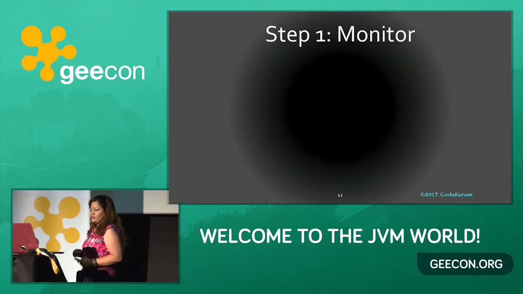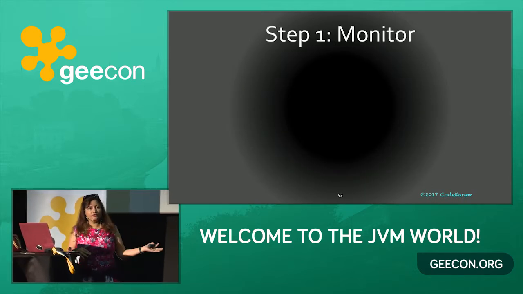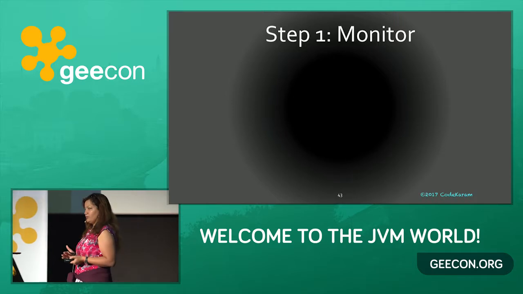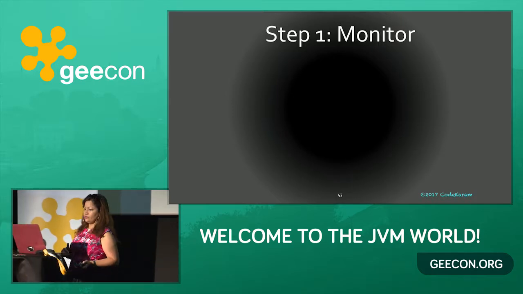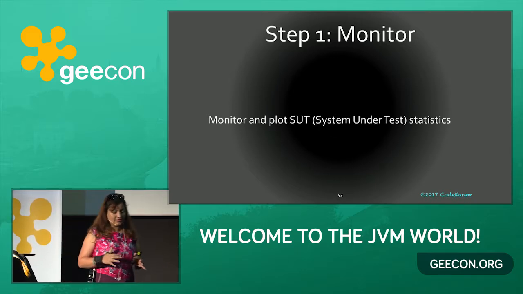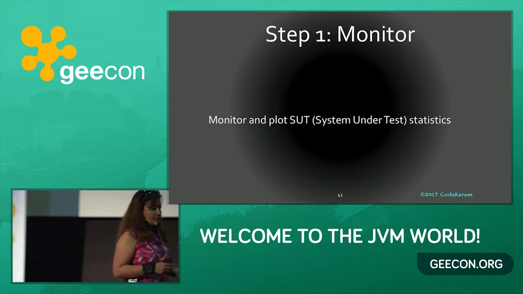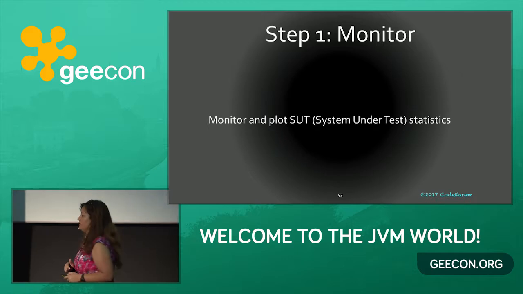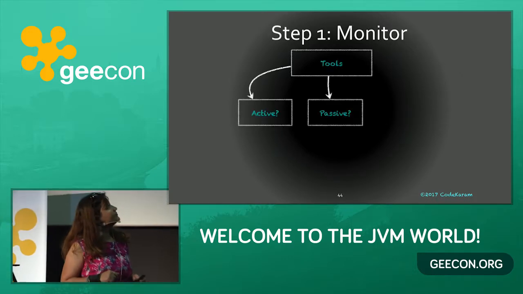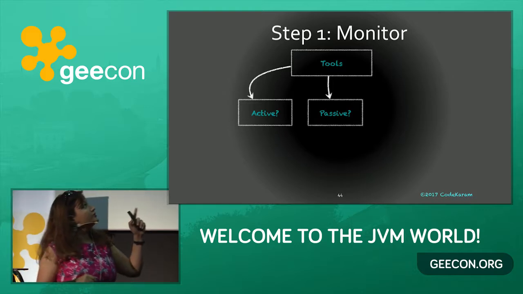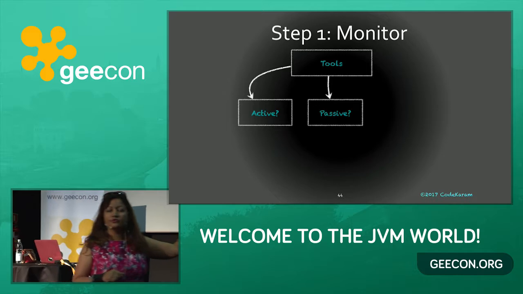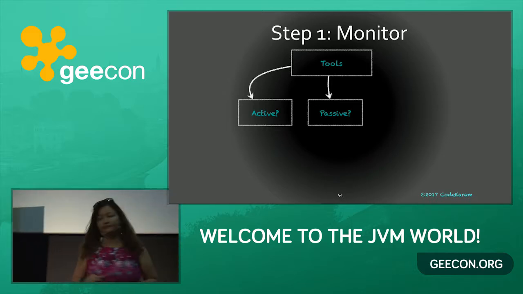So what do you monitor? Now if we apply the process to our approach, what are we monitoring? The thing that we're monitoring is called the system under test. So you want to have your system under test statistics, so you want to monitor and plot them. Can everybody see that? The first block is called tools, and then active and passive are the two other blocks. Okay, cool.